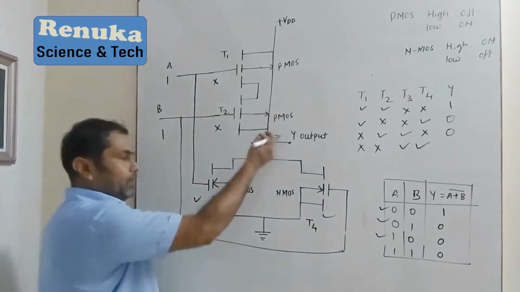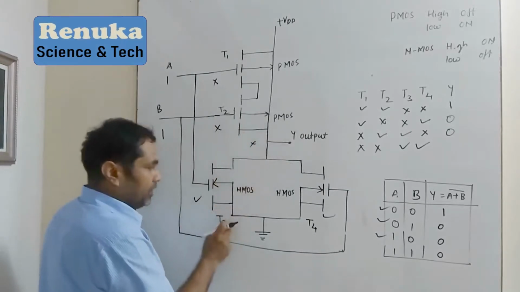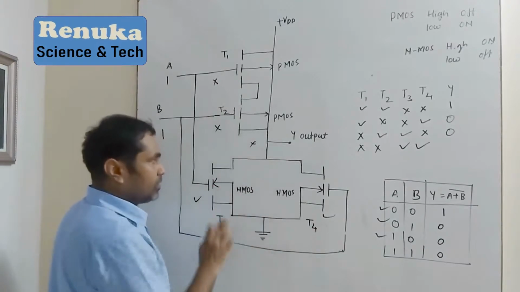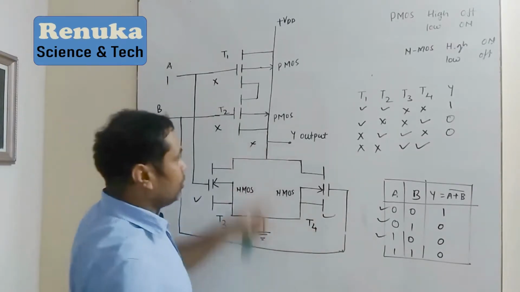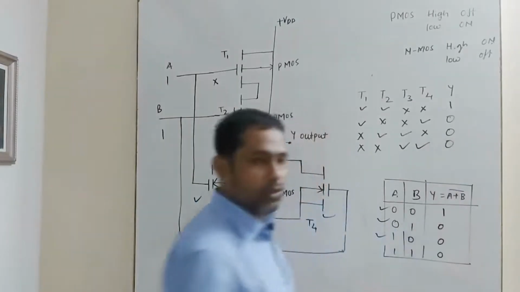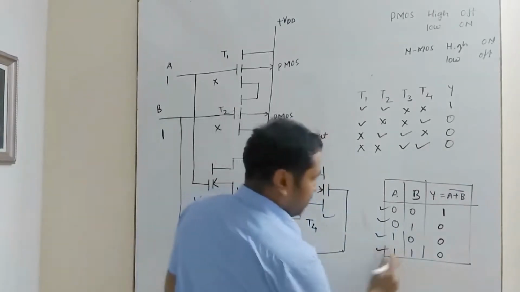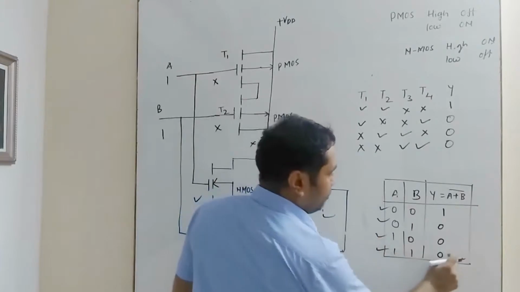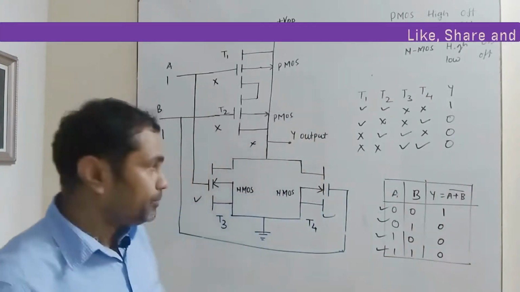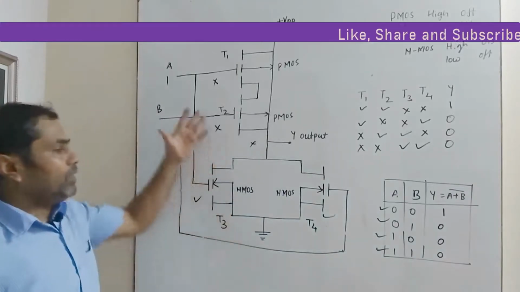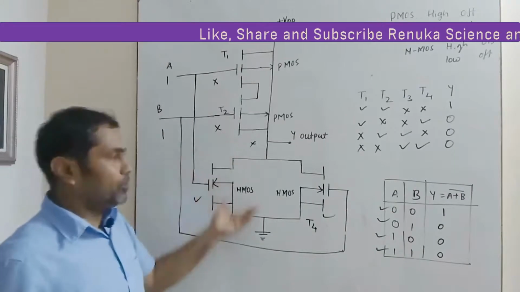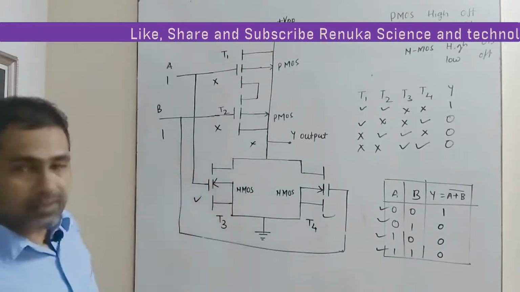So there is no issue of current being available at the output. Similarly, if some current is present there, T3 and T4 are both connected in parallel, so all the current will sink towards the ground. So there will be no current at the output, and if no current at the output, the output will obviously be 0. So in the last condition, A and B both are high, output is low. So this satisfies our NOR condition. So this is how we can construct the NOR gate using the CMOSes.